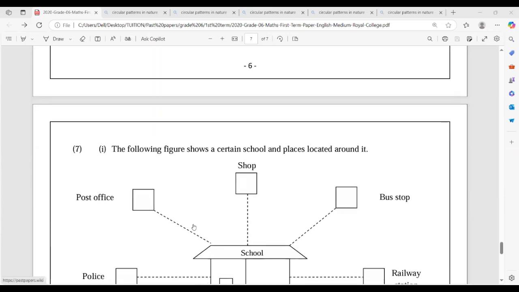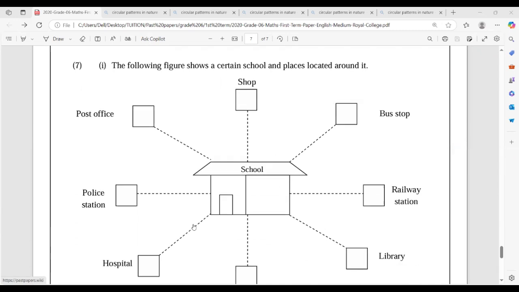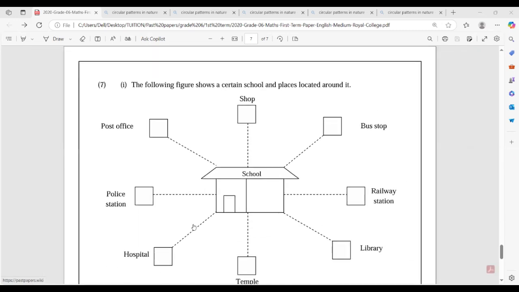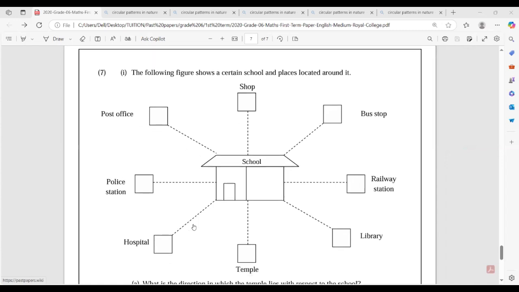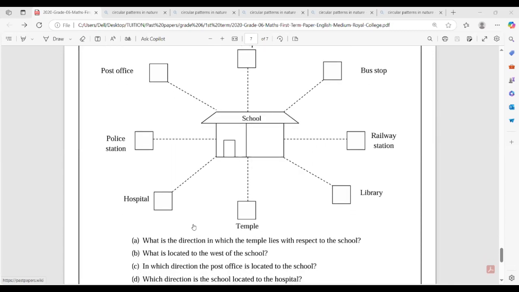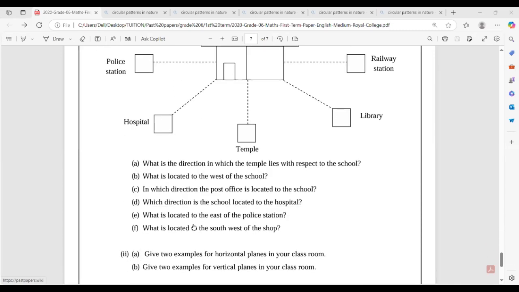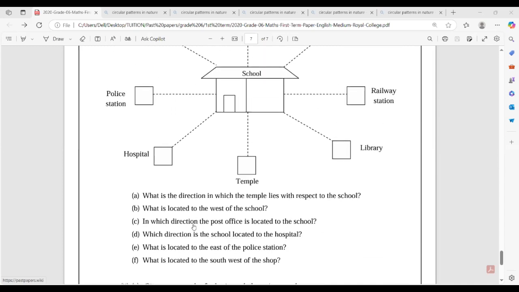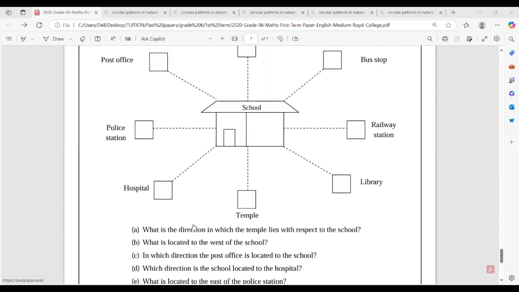Okay, now we are coming to the last question, 7. The following figure shows certain school and places located around it: post office, shop, bus stop, school, bus station, hospital, temple, library, railway station. These things are available. What is the direction in which the temple lies with respect to the school?